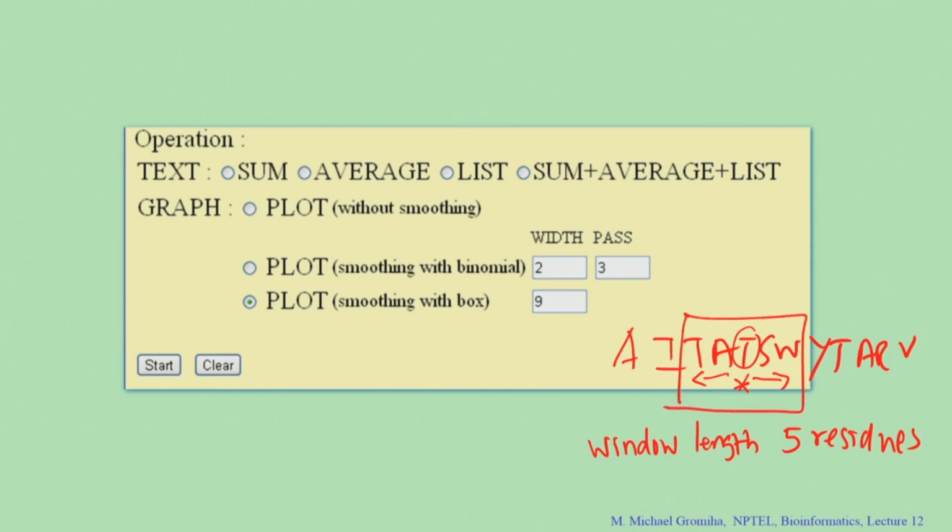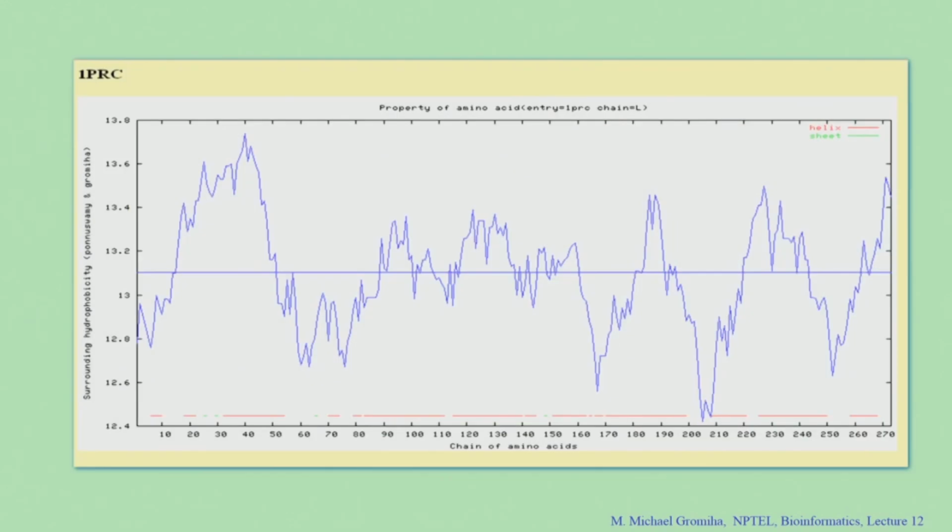They calculate the average value and plot it for the central one. For the first residue, we do not have the left side residues, the first 2, if we have the window length of 5, and all other residues have 5 residues length. Now, if you take the smoothing box of 9, then we will get the plot like this. Can you see the difference between the previous plot and this plot?